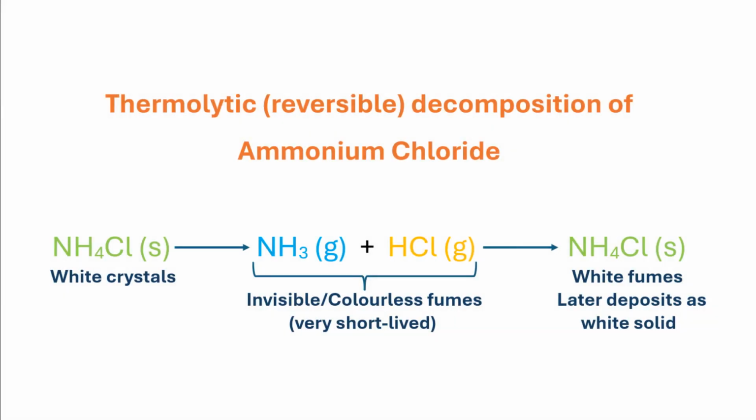The reversible thermolytic decomposition of ammonium chloride is represented by the chemical equation shown here. The gaseous phase formed by heating solid ammonium chloride is actually a mixture of ammonia and hydrogen chloride gas. It is worth noting here that the gas formed is not ammonium chloride in vapor phase. As the mixture of ammonia and hydrogen chloride gases reach the cooler parts of the funnel, they chemically recombine to form solid ammonium chloride again, which is seen as white deposits on the inner walls of the funnel.